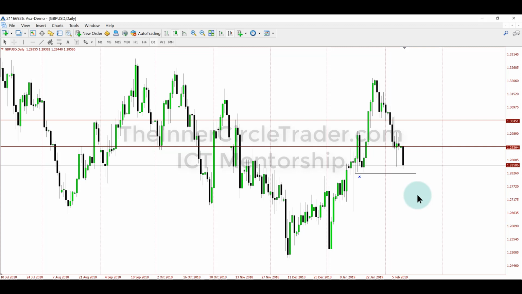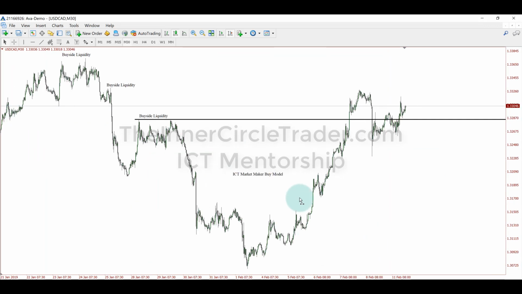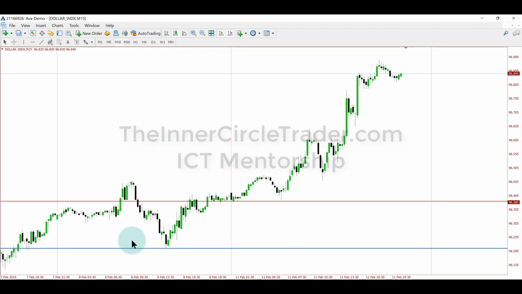That's going to be it today, folks. Real quick, one more thing. Dollar CAD. We have a buy-side liquidity pool still above us that may still be tagged, and we have this one as well. So be watching for that, especially if we see continuation on the upside with the dollar, which certainly looks like it's possible.